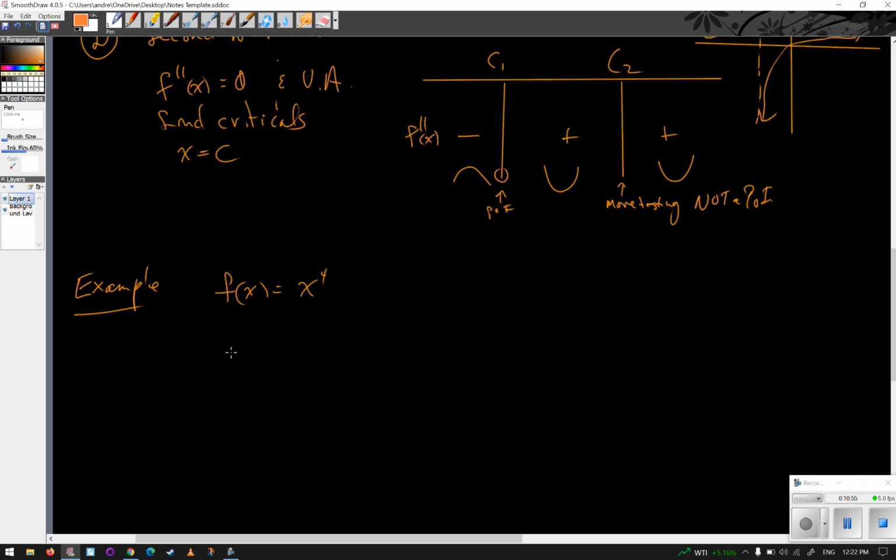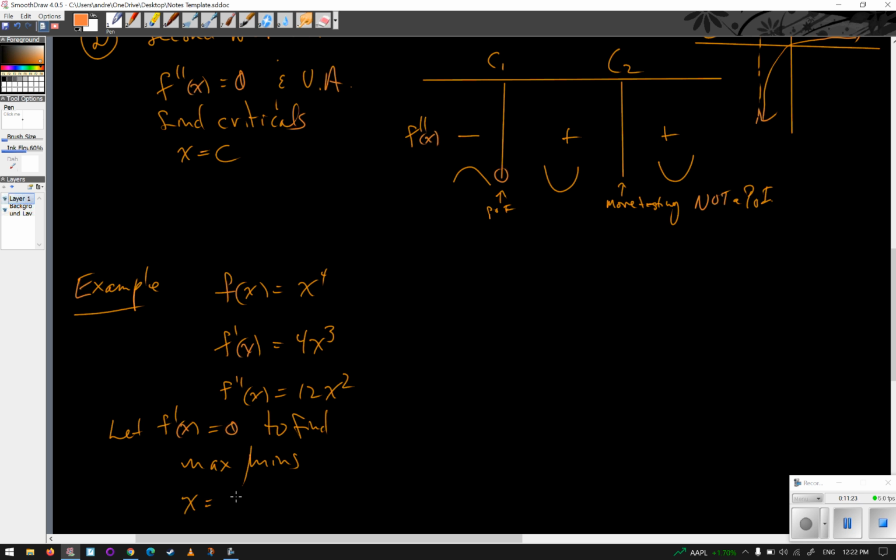So, when we are sketching these things, we're always going to need f prime at x, and we're always going to need f double prime at x, right? So it's going to be 4x cubed, and f double prime at x is going to be equal to 12x squared. Lovely. For the sake of the first derivative test, I'm going to let f prime at x equals 0 to find eligible max mins, right? And when I do that, I think you can pretty quickly discern that x equals 0 is what it's going to be. So let's do our actual first derivative test.